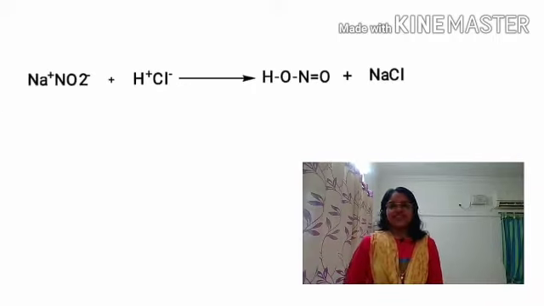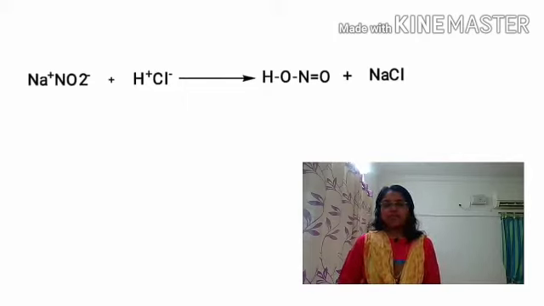So let us discuss the mechanism of the diazonium salt formation. The first step in the mechanism is the formation of nitrous acid by the reaction between sodium nitrite, that is NaNO2, and HCl. That is a simple acid-base reaction.